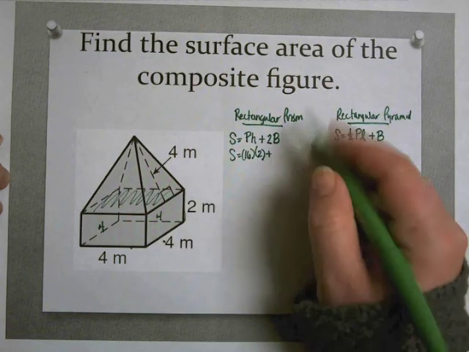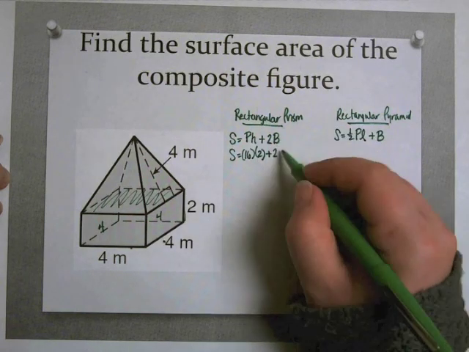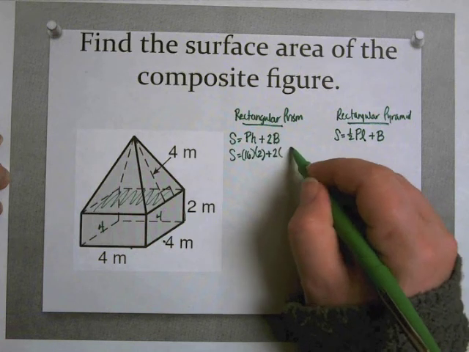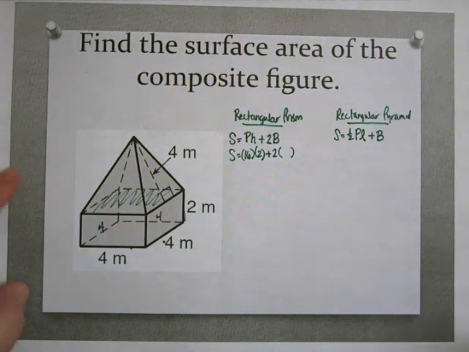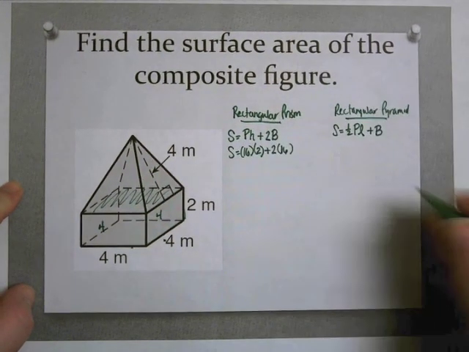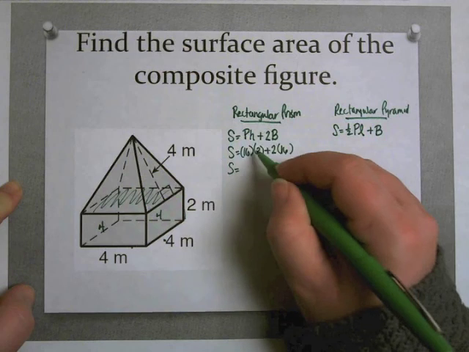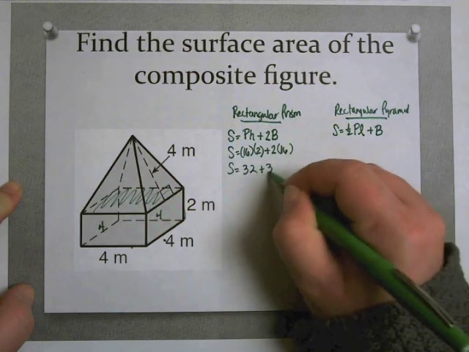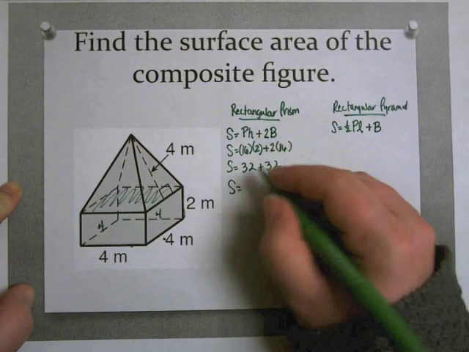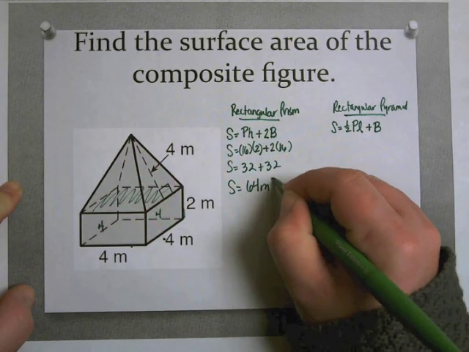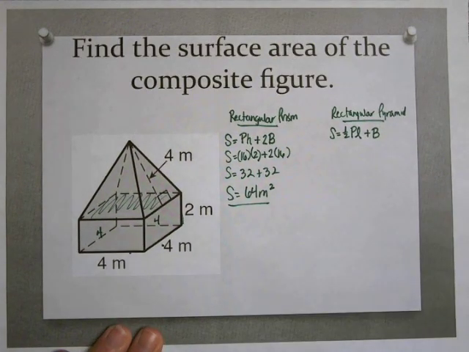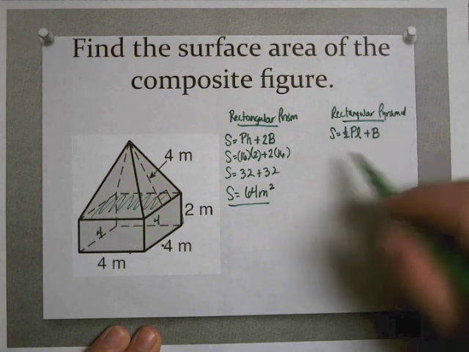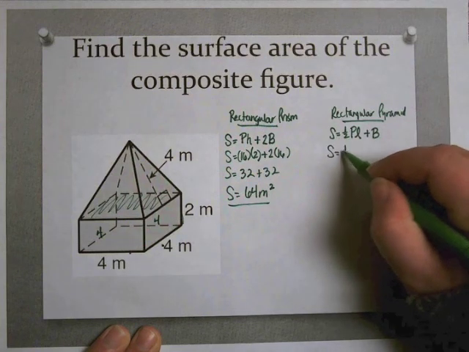Times the height of the whole figure, which is 2. Plus 2 times the area of the base. Our base is a square, so base times height, 4 times 4 is 16. So our surface area, 16 times 2 is 32, plus 32. So the surface area of our rectangular prism is 64 meters squared. All right, halfway done.